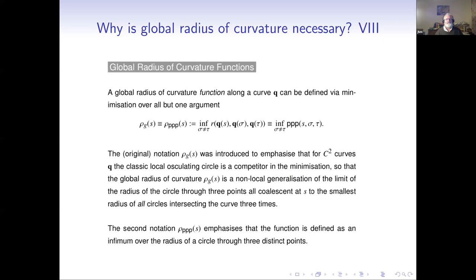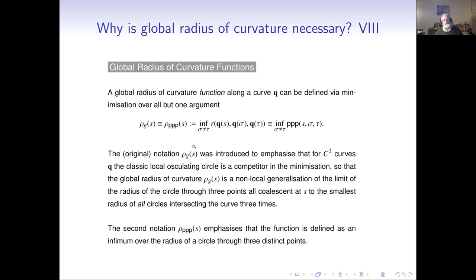Okay, so then that's fine. So that was a number, which was the thickness of a curve. But then you can also introduce a global radius of curvature function by not minimizing, or I think I'll say minimizing, but of course they're always infimum. So you now define a function of s by minimizing over two of the arguments. So you fix one point and you minimize over the other two. Right, and so we've evolved.